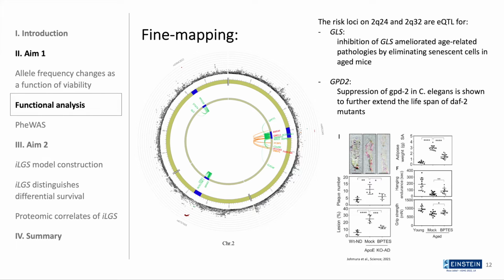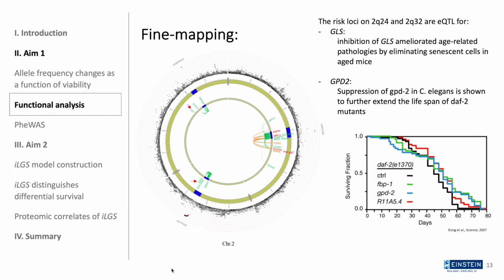Another exciting example was observed on chromosome 2, where 2 genes were prioritized by eQTL mapping. These 2 genes have been recently shown to be functionally relevant in the context of aging. Suppression of GLS in aged mice is shown to alleviate aging-related phenotypes through the elimination of the senescent cells. As shown in the bottom, mice treated with BPTES, an inhibitor of GLS, had a lower number of atherosclerotic plaques, a lower number of lesions, reduced adipose weight and improved hanging endurance and grip strength compared to aged mice, perhaps hinting at a protection mechanism against frailty.